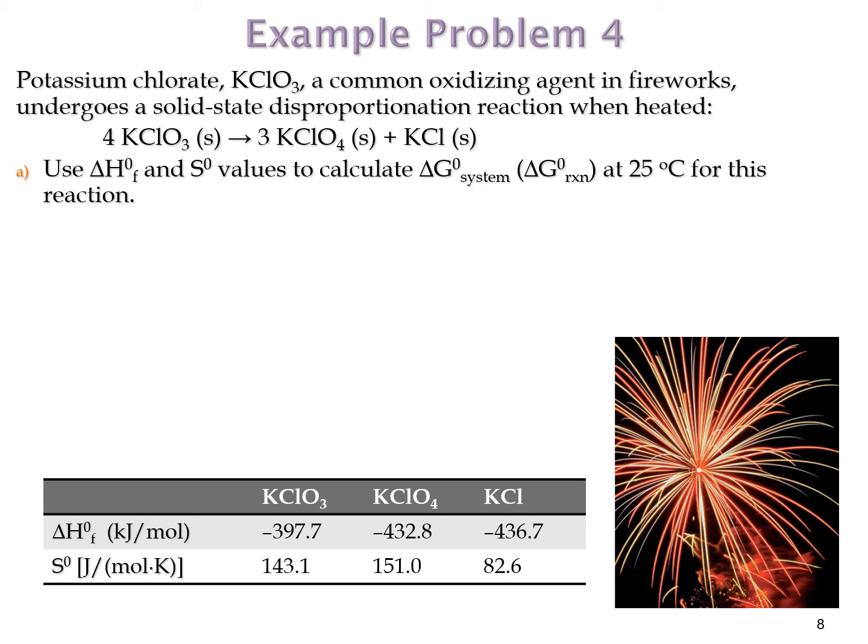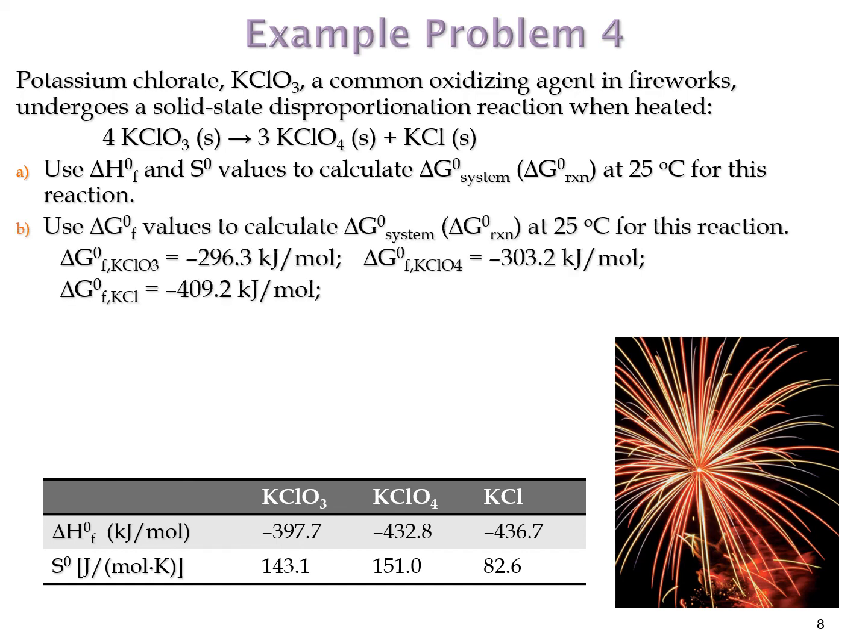First question, if we are given delta H0 formation of each substance and S0 of each substance as well, can we calculate the delta G0 of the reaction at 25 degrees? Or if you are given delta G0 of each substance, can we figure out the delta G0 of the reaction? And I'm interested to see how consistent these two values are to each other.